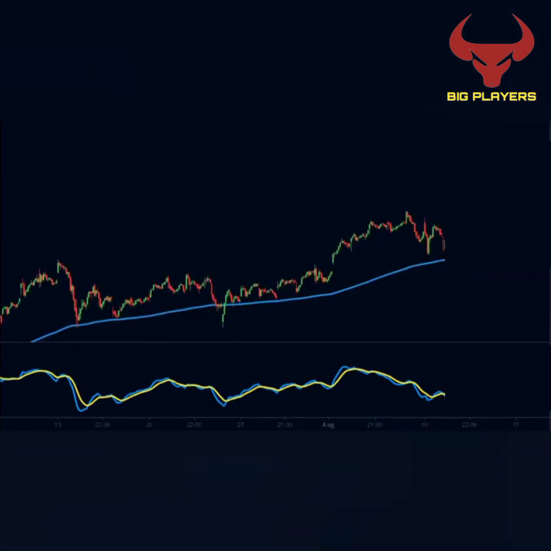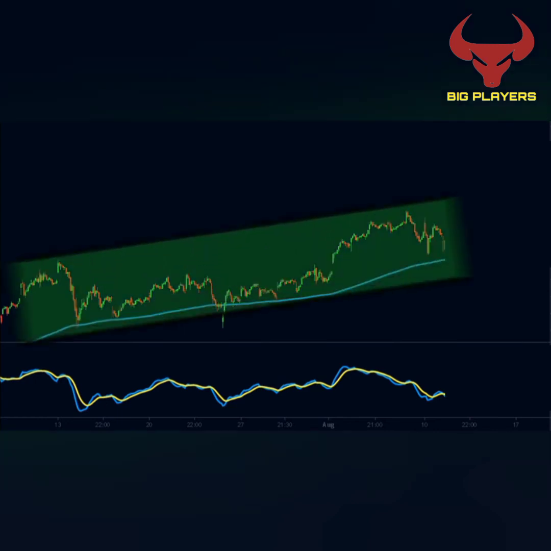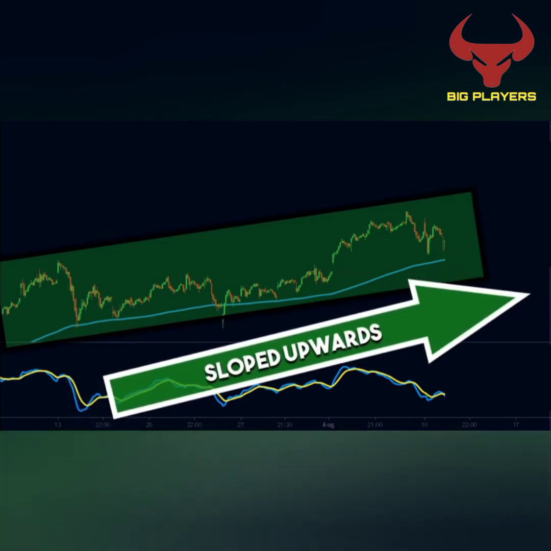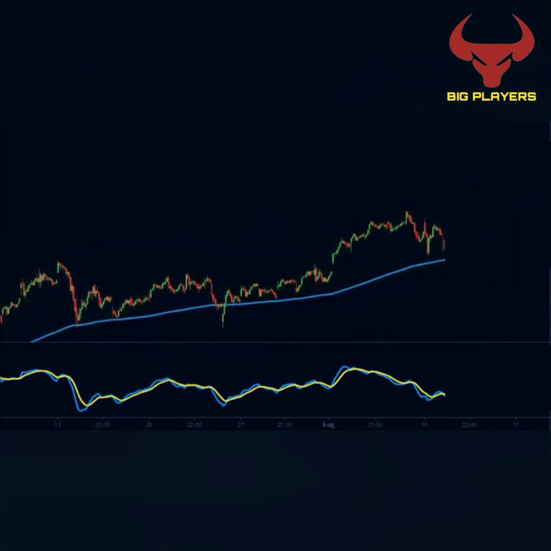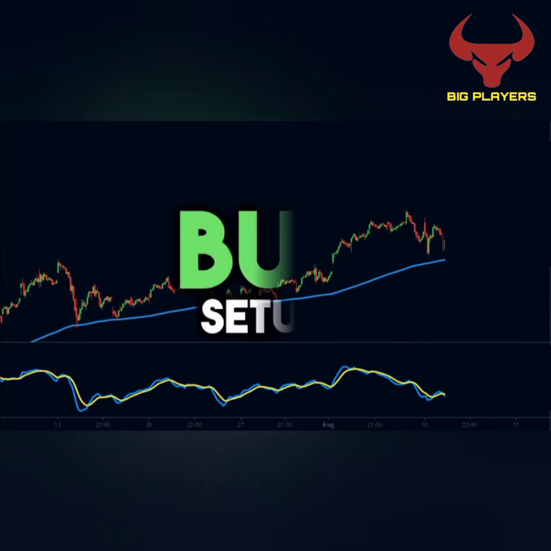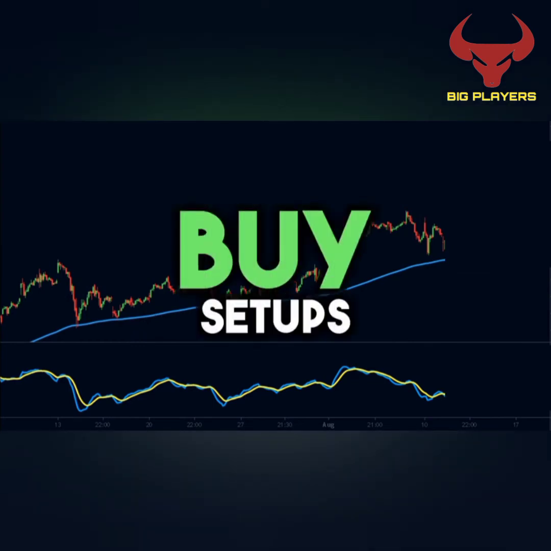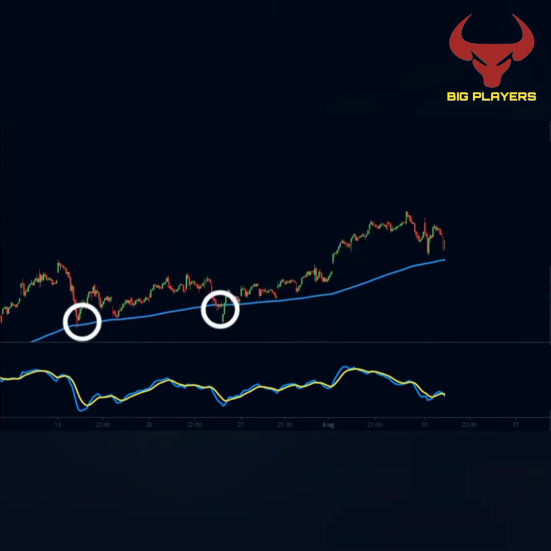Let us now look at the buying setup. Here we have the NVIDIA stock on a 30-minute time frame. Here we can see that the price is trading above the 200-period EMA, and the EMA is also sloped upwards. This means that the stock is in an uptrend, and we will only look for buying setups. The price has respected the EMA before. Hence, we can expect the EMA to provide support once again, as the price makes a pullback.